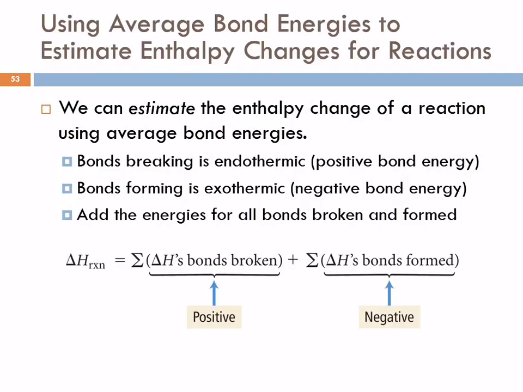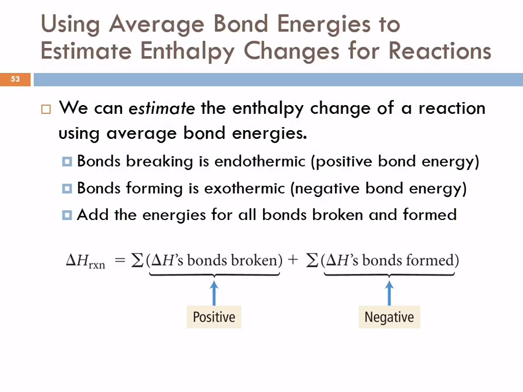So how do we estimate an enthalpy change using bond energies? Remember, this is an estimate. Well, we remember that bond breaking is endothermic, positive energy. You have to put energy in to break the bond. Bond forming is exothermic. When the bond forms, energy is released. That's not something that's necessarily intuitively obvious. Like it makes a bond and that releases energy? Yeah, it does.